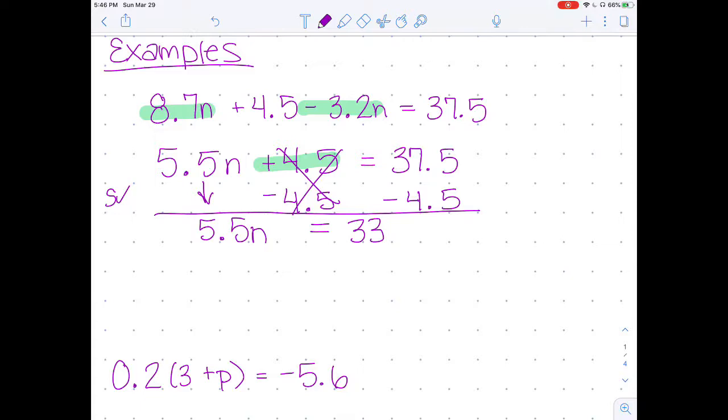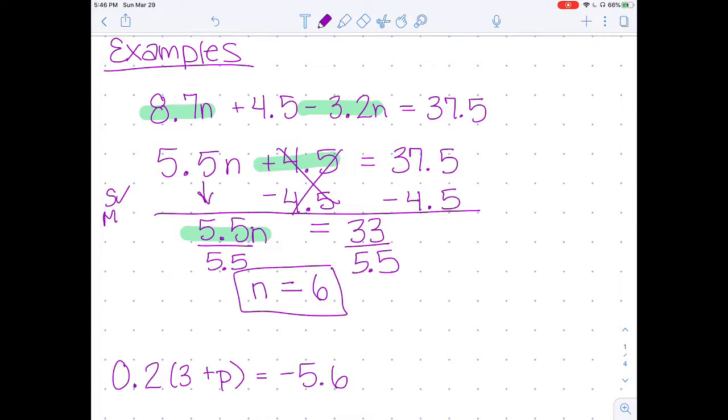We did subtract and add, there's no more of that. The next letter would be M, multiply or divide. And right here we've got 5.5 times n. The opposite of multiply would be to divide. So you're going to divide by 5.5. 5.5 divided by 5.5 is 1n equals, and then 33 divided by 5.5 is 6. So n equals 6. And we can stop there, n's by itself. There's nothing else we can do.